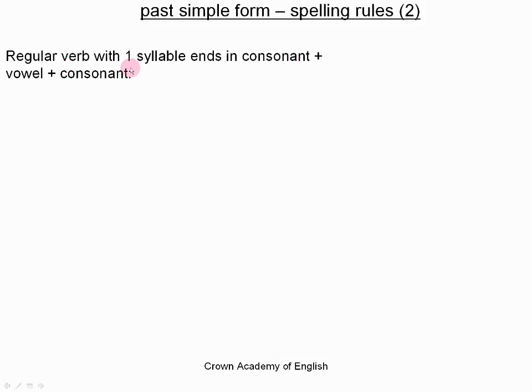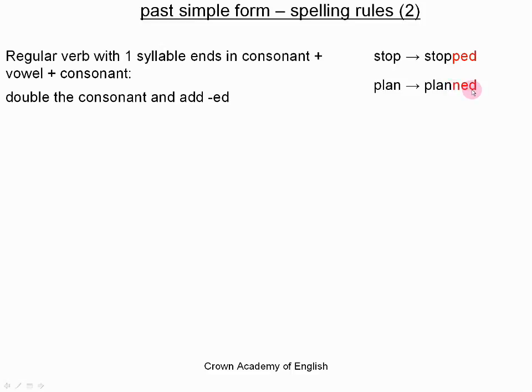For a regular verb which has one syllable and ends in a consonant, a vowel, and then another consonant, we double the consonant and then we add ed. So stop, stopped. Plan, planned. So we see here we double the letter n and then we add ed.